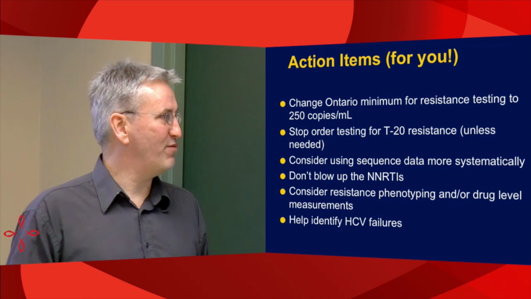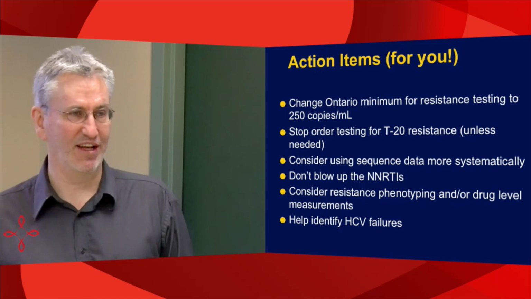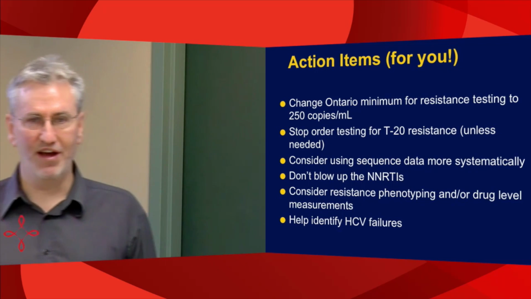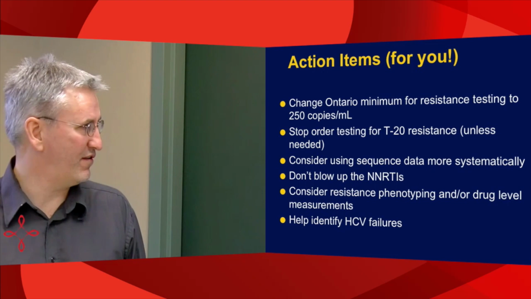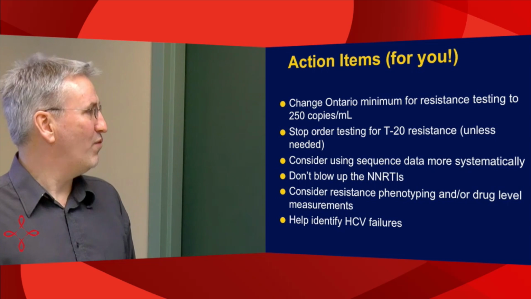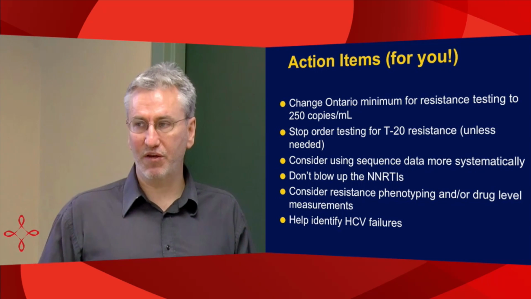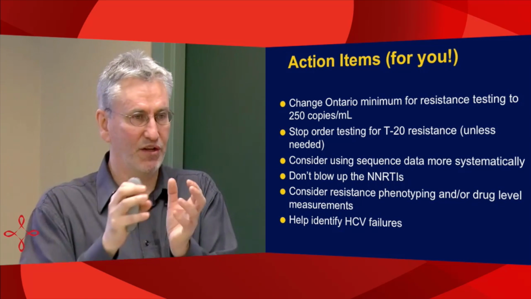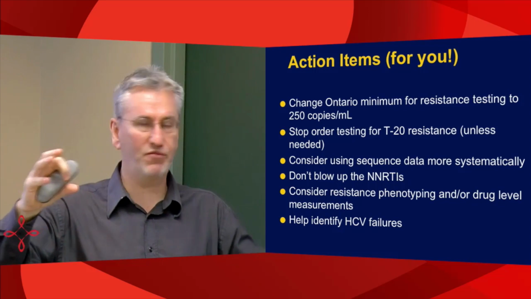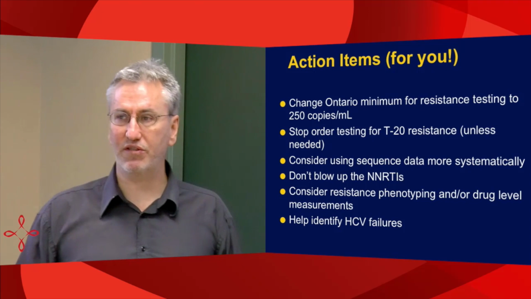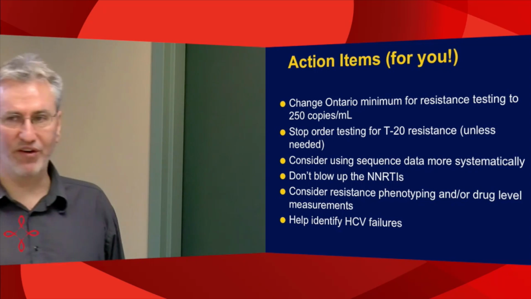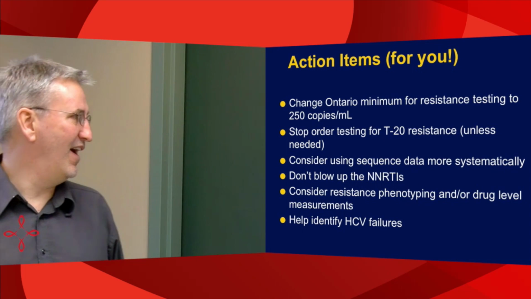One is to stop ordering T20 resistance testing unless there's some reason for T20 resistance testing to go on, because we still get hundreds of these a year, thousands of these a year, and we're trying to figure out why. One is to consider using the sequence data that we collect more systematically so that we can really map out across the country how transmission is going on and do something about it. Let's try and avoid blowing up the NNRTIs.